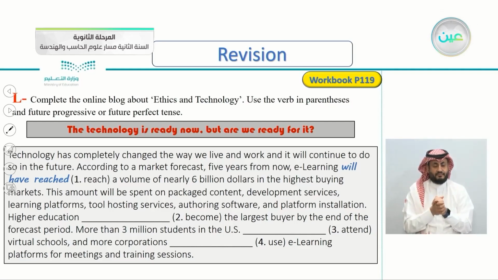So let's read it together and fill these gaps, because it says here, complete the online blog about ethics and technology. Use the verb in the parentheses. Here, the verbs we have are become, use, attend. The first one is already done, the verb reach, and so on. We answer it by writing about the future progressive and the future perfect. So let's read it here together.